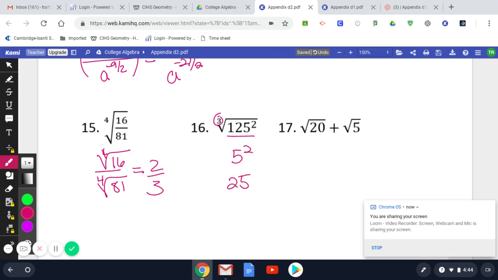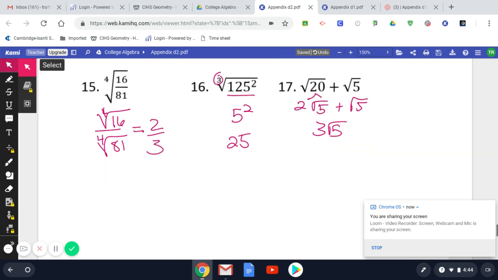Number 17, this is just having them have the same radicals, simplifying them. So then this is 2 square roots of 5 plus the square root of 5, which is simply 3 square roots of 5. And that's the end of your lesson.